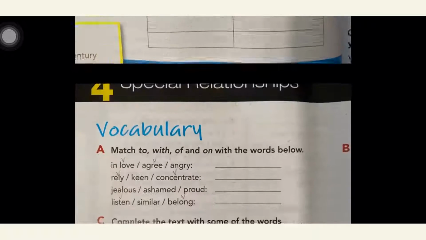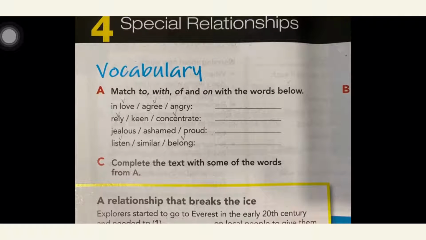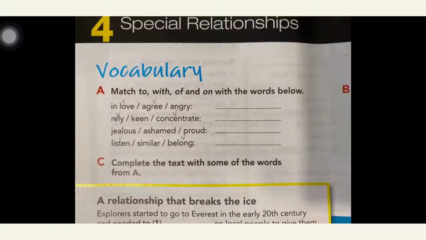Now let's try to complete the table there. Let's read the instruction first. Complete the table with words in A. Do you still remember those words in A? Refer to your textbook. These are the words in A: in love, angry, and so on until belong. Now, verb plus preposition. So basically, you have to decide which words given to you in A are verbs or adjectives. Which word is a verb and which word is an adjective?